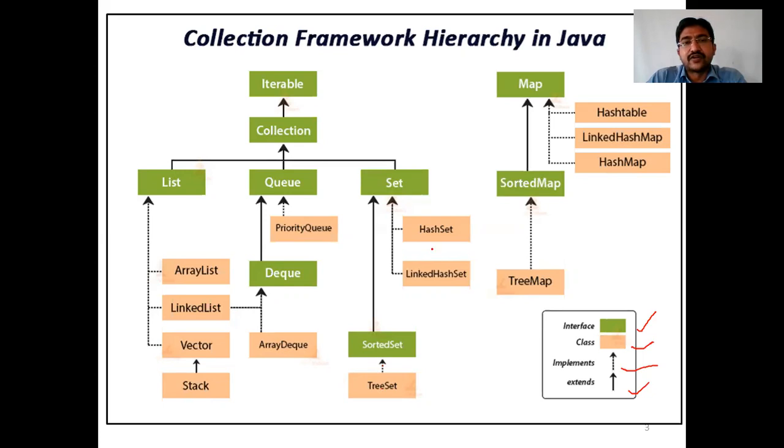In Set, we also have HashSet and LinkedHashSet. Now we have the Map interface. Under the Map interface, we have the SortedMap interface, and under that, a class called TreeMap. Under Map, we also have Hashtable, LinkedHashMap, and HashMap. This is the total hierarchy of the collection framework in Java.